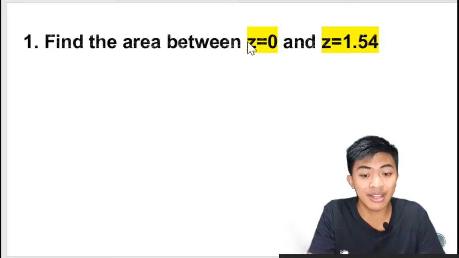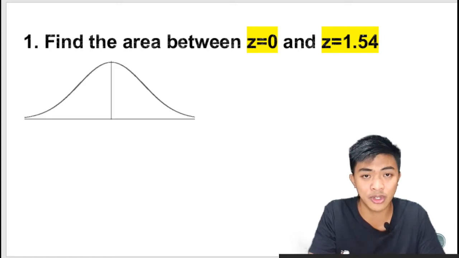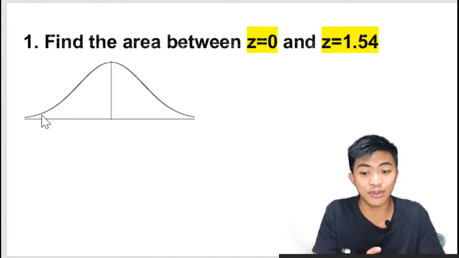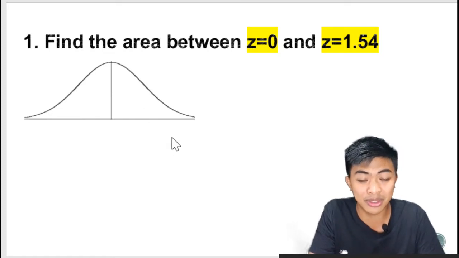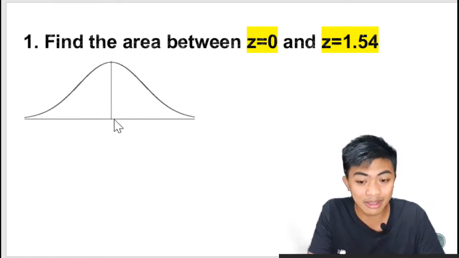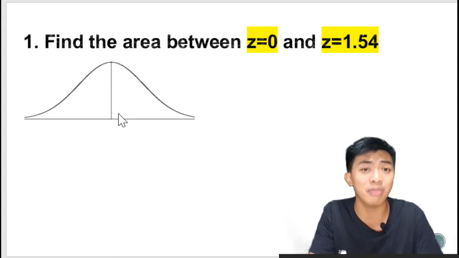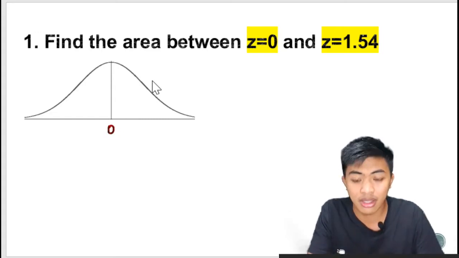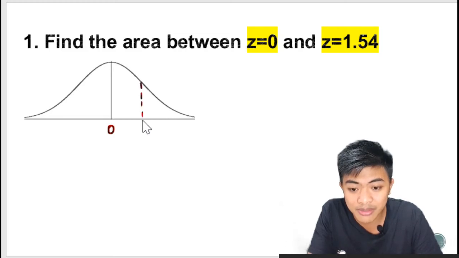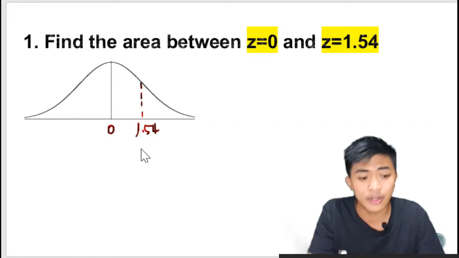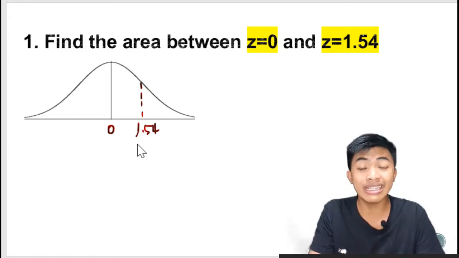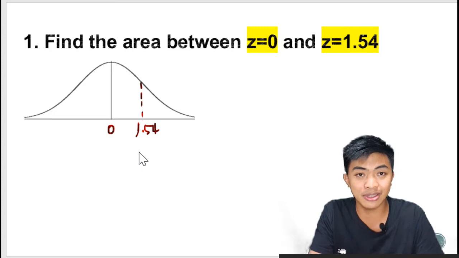Ano ba yung z na to? These are z-scores. So kapag ka z-scores yan, ibig sabihin that is a standard normal distribution. The first step to do is to draw or sketch your normal curve, and then sa center po, yan po yung mean. And always remember na yung mean ng standard normal distribution ay 0. And we're getting the area from 0 to 1.54. So actually, wala tayong isosolve dito. Titingnan lang natin yung sagot sa table under the normal curve.